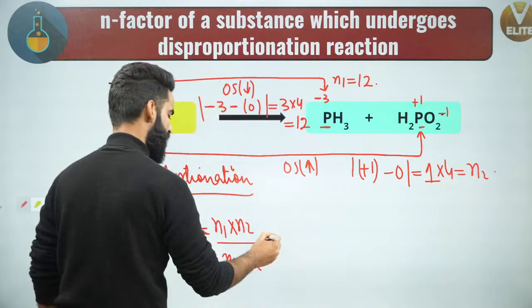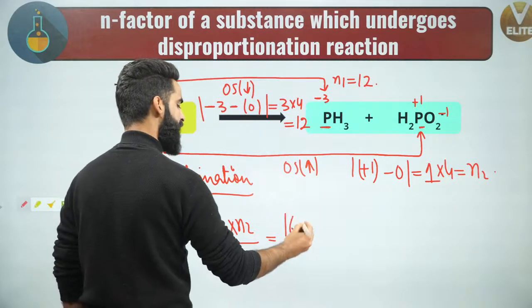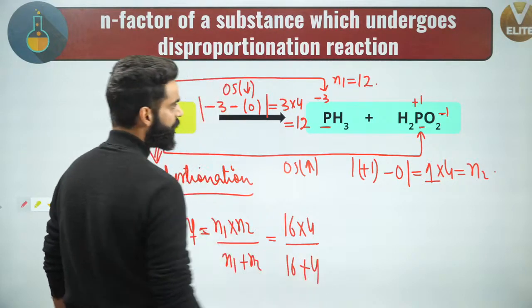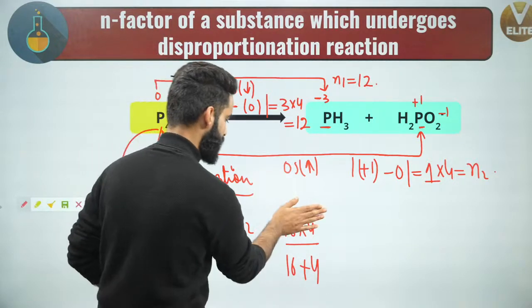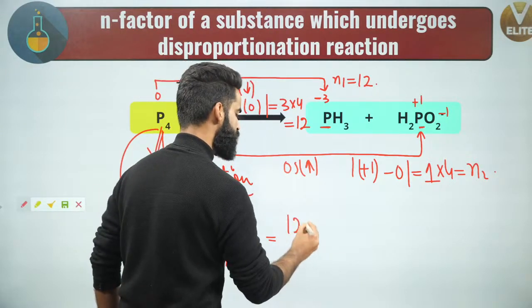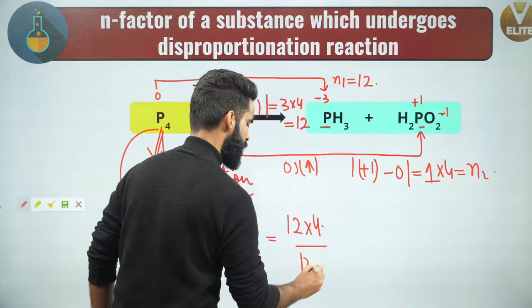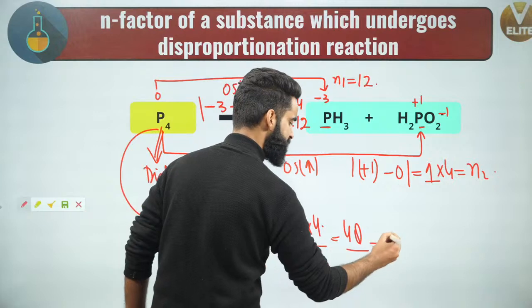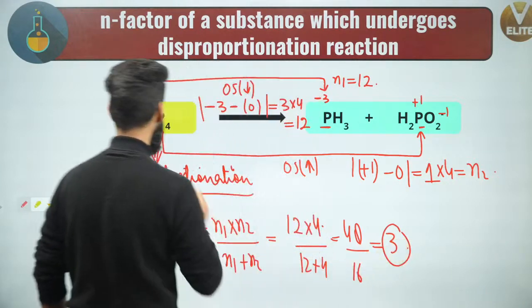I got N1, I got N2. N1 I got as 16, N2 I got as 4. Sorry, not 16, 12. See guys, N1 I got as 12, N2 I got as 4, so it is 12 times 4 divided by 12 plus 4. This is going to be 48 divided by 16. 48 divided by 16 simply means 3. So 3 is the N factor of P4.